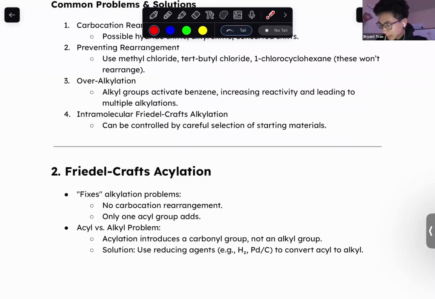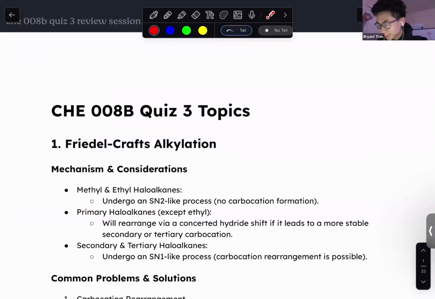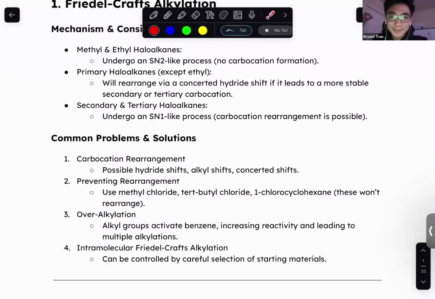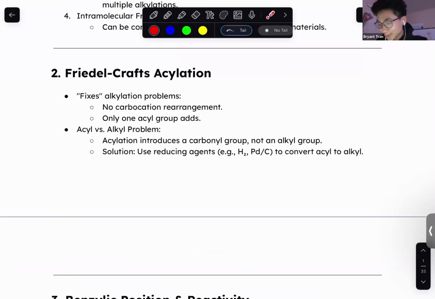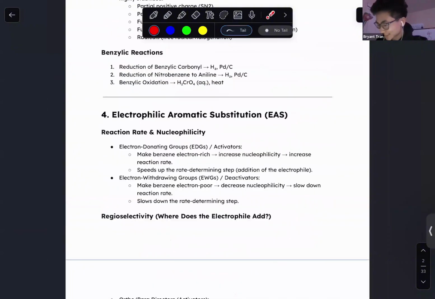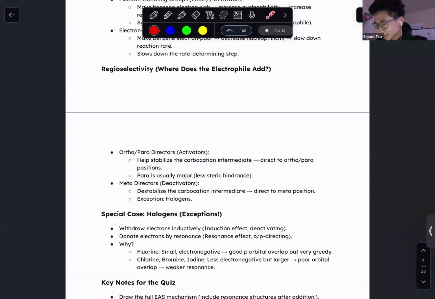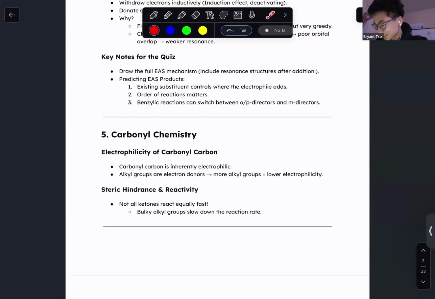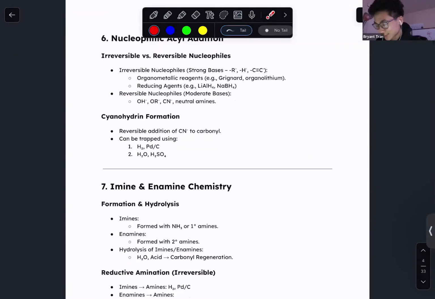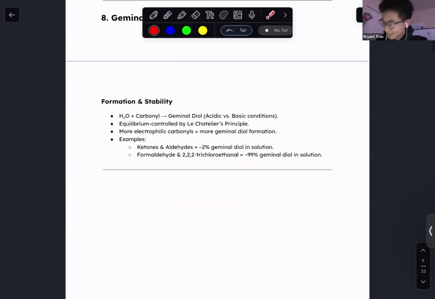This is gonna be the Chem 8B quiz 3 review session. How are you guys feeling about the quiz so far? Are you guys feeling ready? There's a lot of stuff for this upcoming quiz, like Friedel-Crafts alkylation, acylation, the ortho-para director, meta director, your EDG, EWG, chemistry, EM information, ENM information. Like there's a lot for sure.